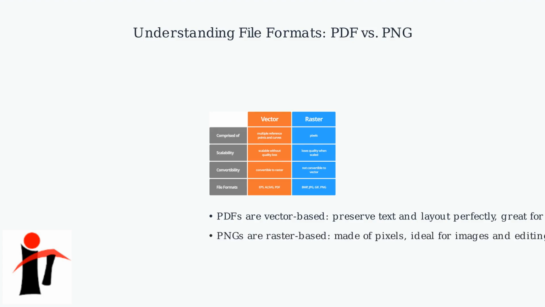In contrast, PNGs are raster-based images composed of individual pixels, which makes them perfect for web graphics, photo editing, and any application where you need transparency or detailed image manipulation. When you convert a PDF to PNG, each page gets transformed into a pixel-based image. While you lose the ability to edit text directly, you gain compatibility with image editing software and can use the result in presentations or web content.